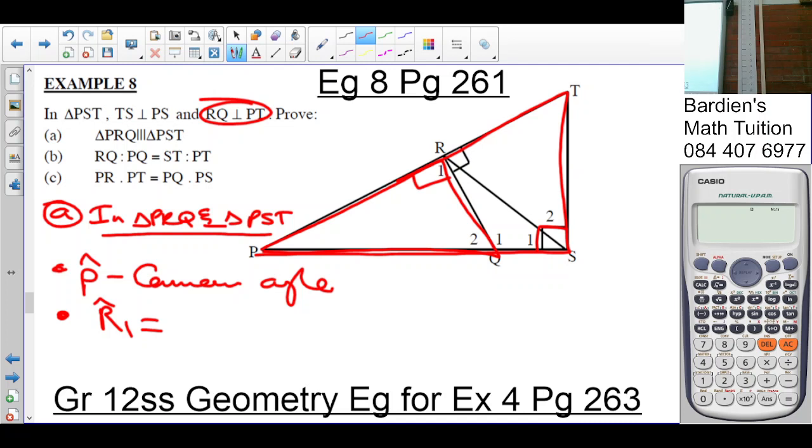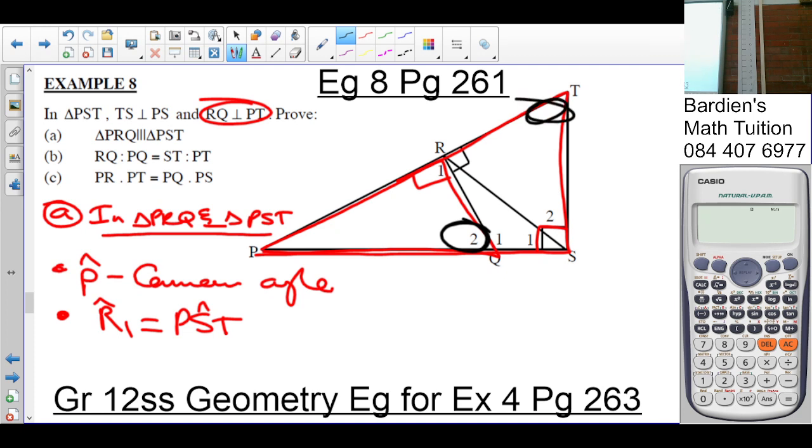No, you're supposed to be saying. So P is T. So now what do we have? We have two angles we proved already to be equal, so automatically the third one will be equal. So what's the third angle in PRQ? Q2. And in PTS? Angle T.